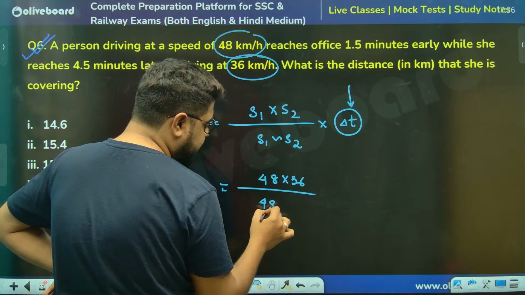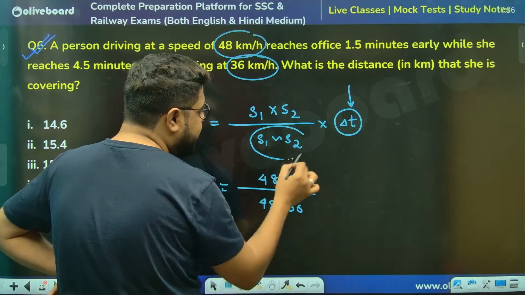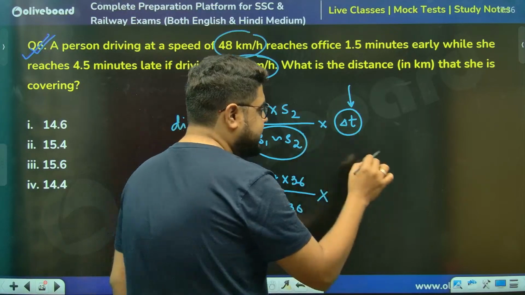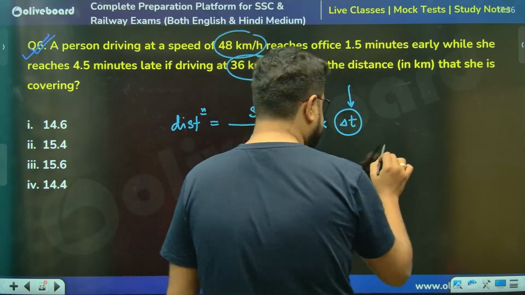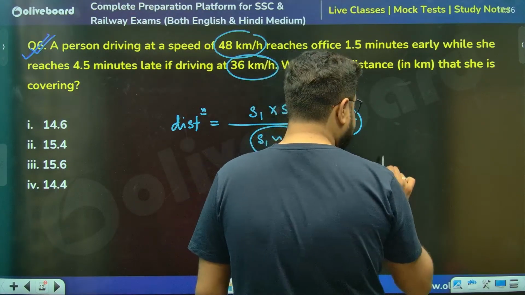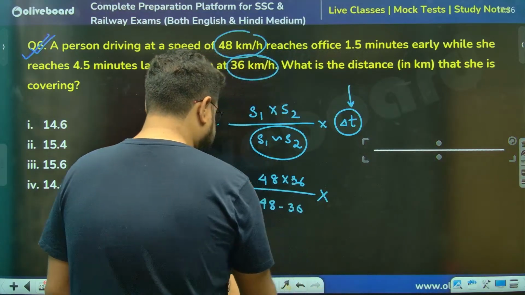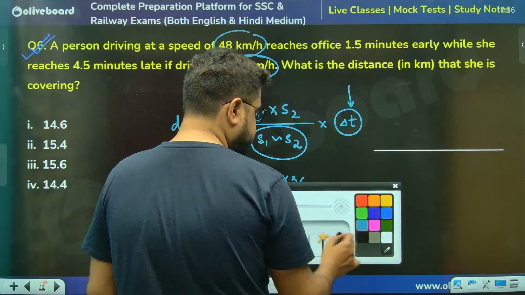This is 48 minus 36. Again, difference: bigger minus smaller. Please understand delta T here. If I take delta T, please understand what I'm saying.